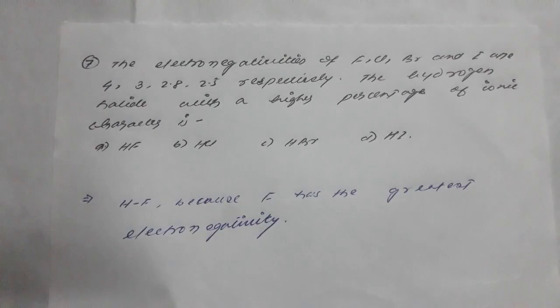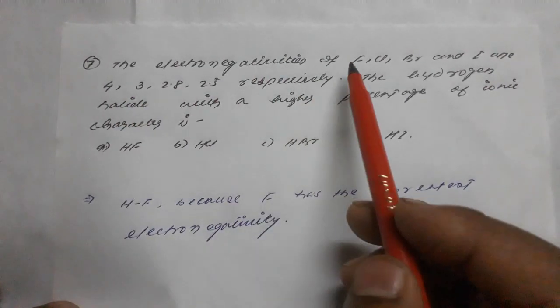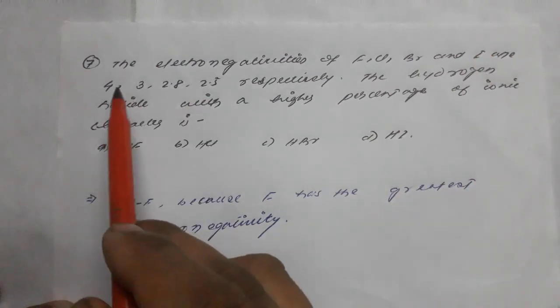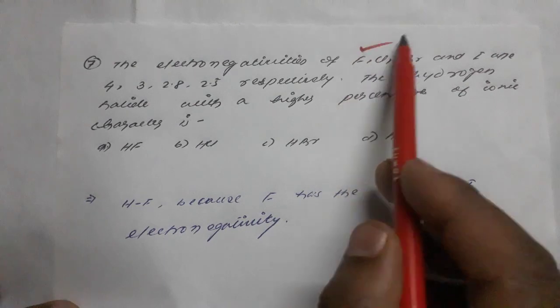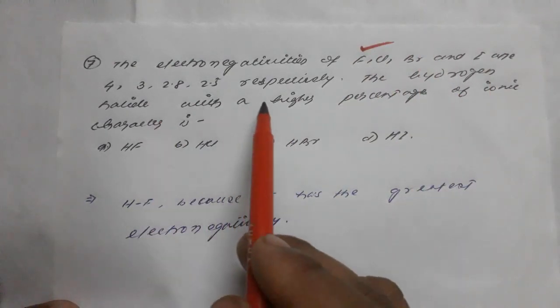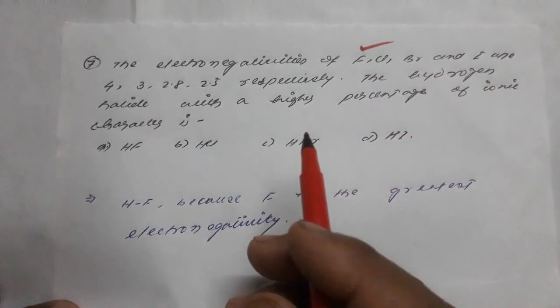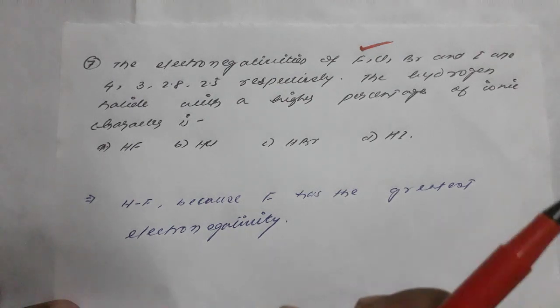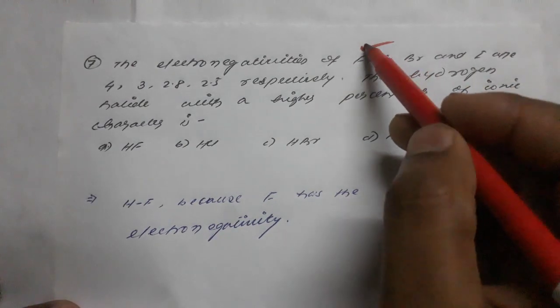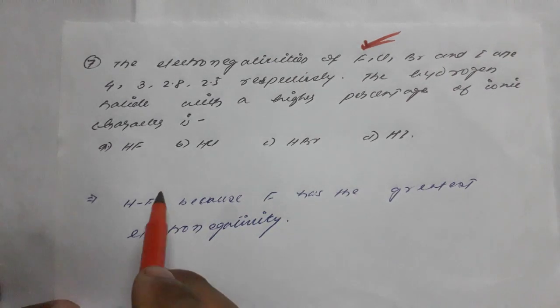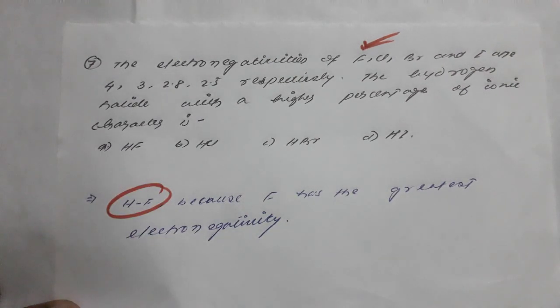Okay. Now another question, look. The electronegativities of fluorine, chlorine, bromine and iodine are 4, 3, 2.8 and 2.5 respectively. So fluorine is the most electronegative. Which hydrogen halide has the higher percentage of ionic character? Look, the percentage of ionic character depends on the difference in electronegativity. Now as fluorine is more electronegative, the HF bond will definitely be more ionic.